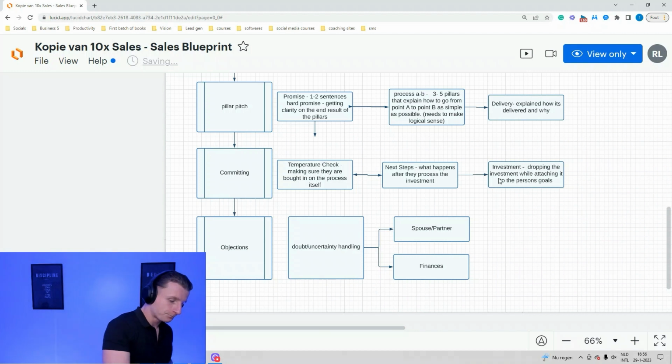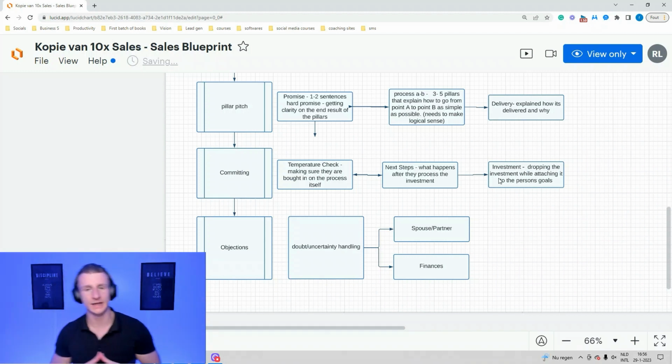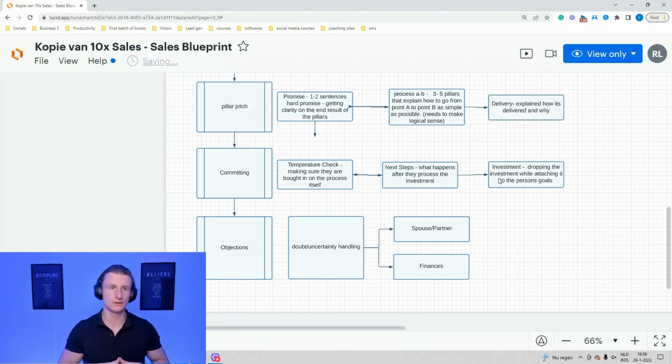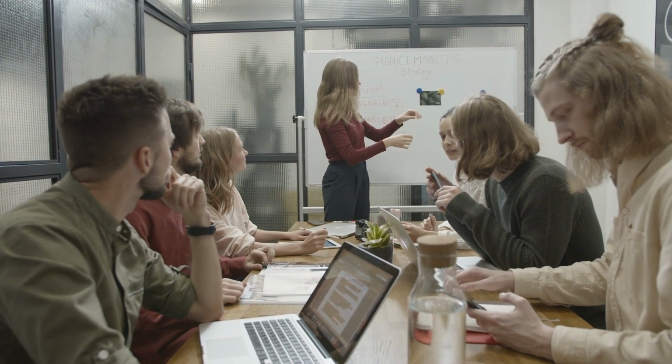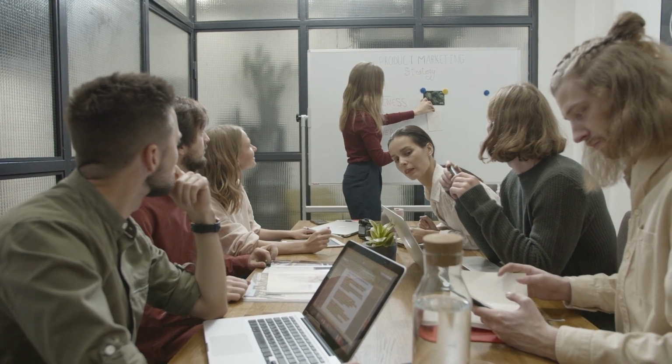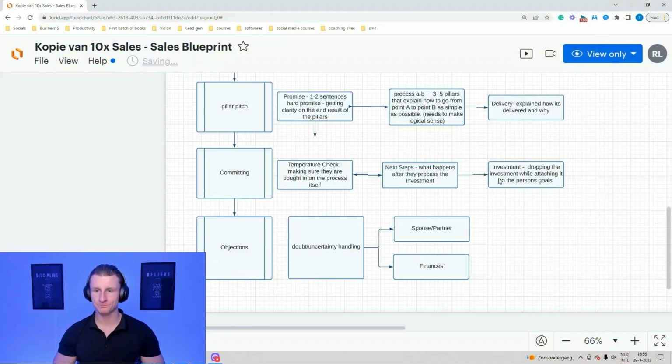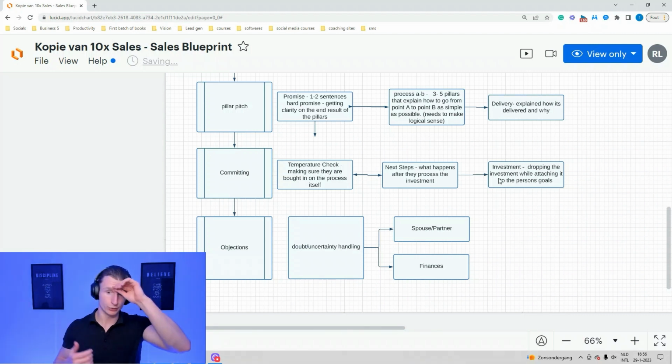Then you quickly explain the next steps, what happens after they process the investment. And we just clearly explain this, because then they just know like, hey, if I give them the money, this is what happens next. And this is just for clarity, so that they're not all of a sudden giving the money and have no clarity on what happens next. And then eventually we drop the price while attaching it to the person's goals.